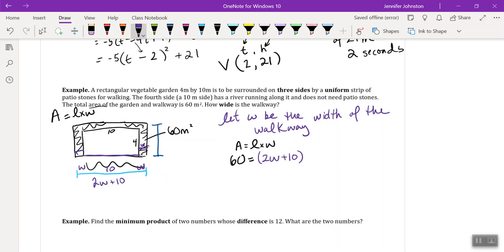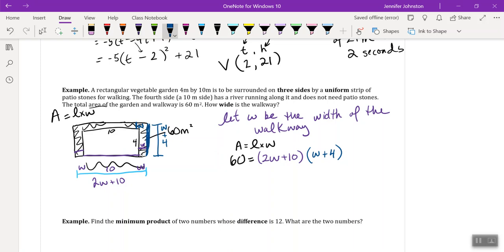And that's how long it is. And then what about the other side? Again, it's uniform width, so this is W here, and this is 4 here. So it'll just be W plus 4. Great, this is the length and this is the width. And then we have these. How long is this line right here? That's W plus 4. And how long is this line here?